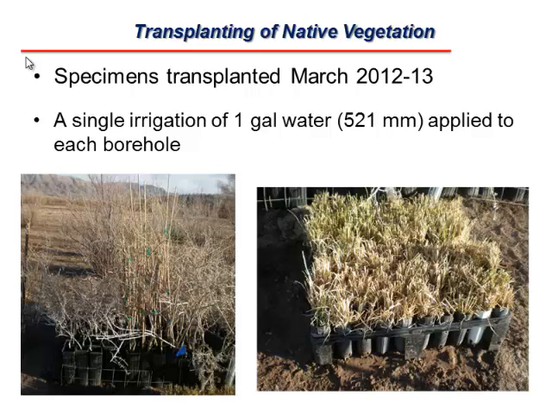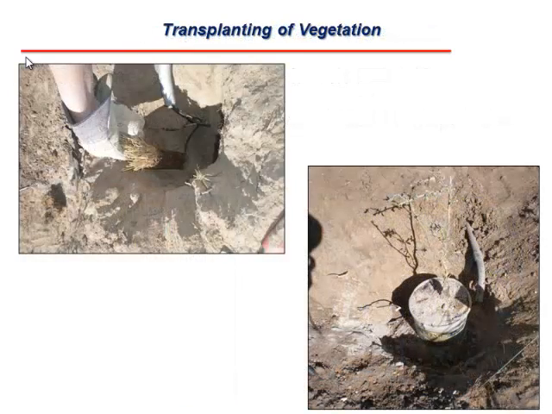In 2013, we replaced the plants that died the previous year to complete that set of 8 plants per treatment. We applied 1 single irrigation of 1 gallon per borehole, not because the zeolite needed moisture, but because we wanted to uniformize the moisture for both treatments, zeolite and just the control course. Here are some pictures showing how we planted the grass and a Fourwing Saltbush.